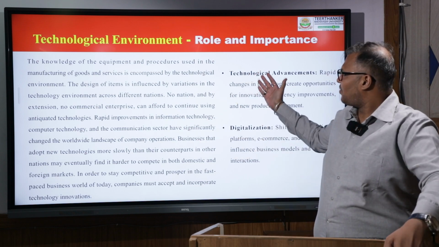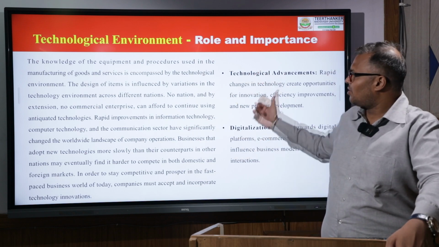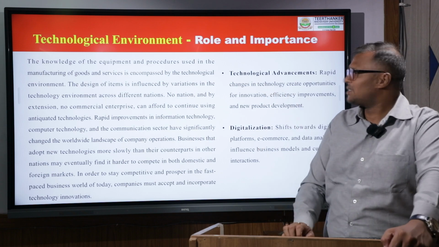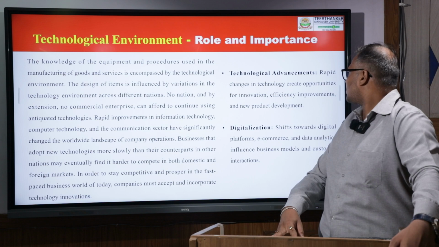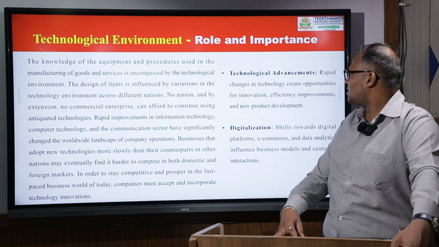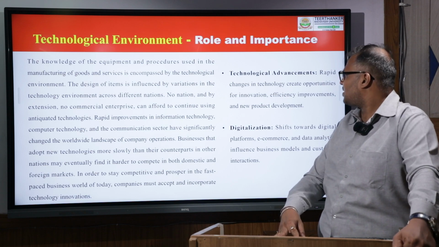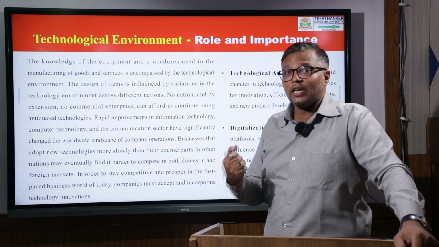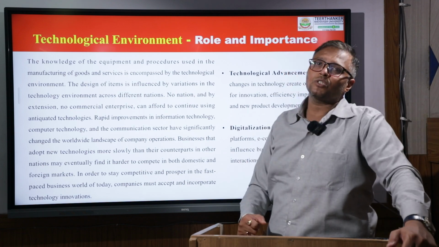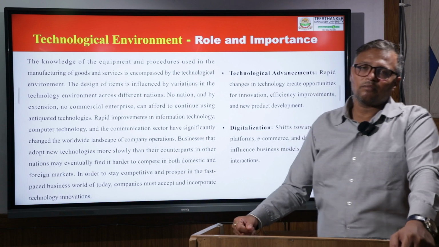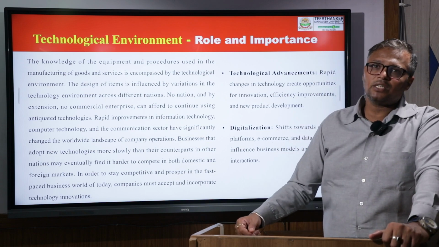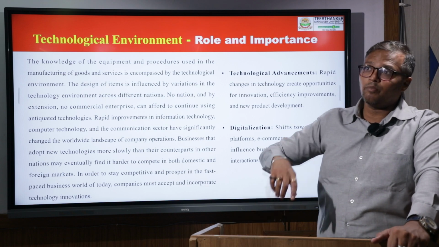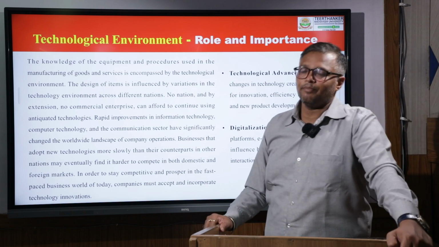Now, when we talk about the various factors which impact the technological environment, the first is called technological advancement. Technological advancements represent the change in technology which creates opportunities for innovations, efficiencies, and improvements in various products. Many times the companies have to change themselves. For example, machines which are smarter, using robotic machines and the latest technologies, not because they wanted it, but because their competitors are using them, because it is a need of time.